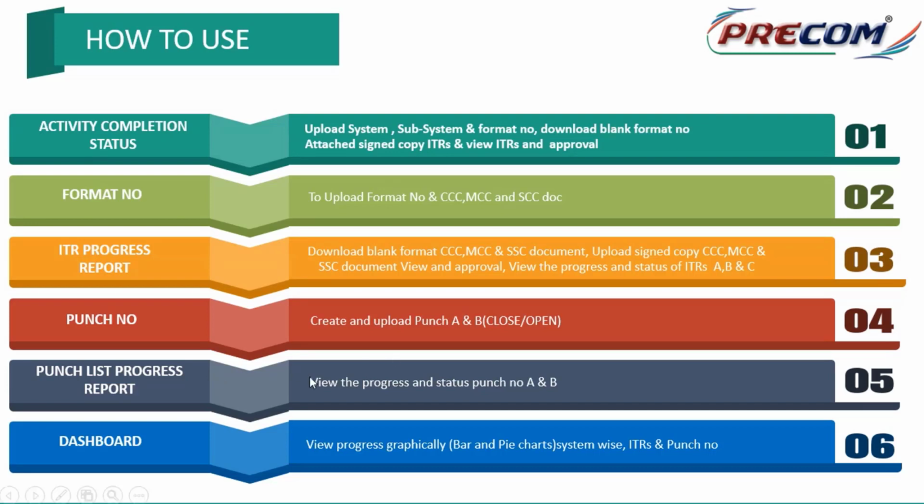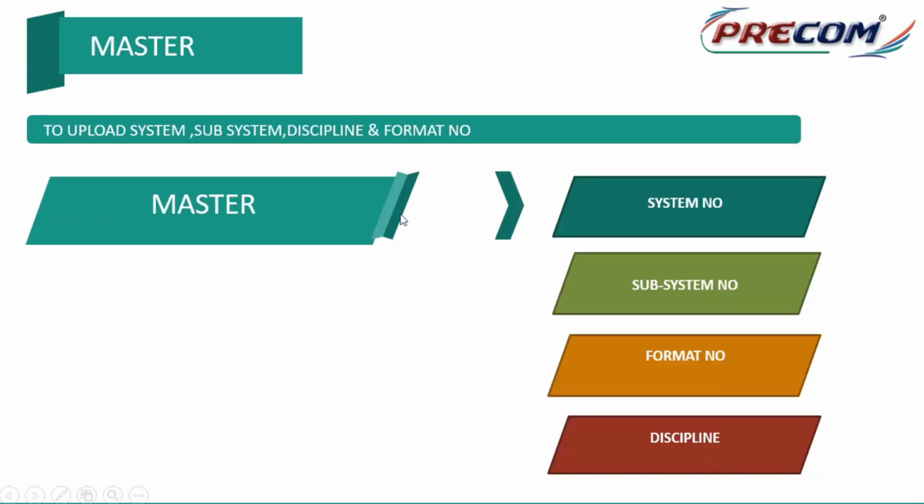And punch point wise, we can see the progress. ITR wise, we can see the progress. Finally, we will be able to see the progress in form of dashboard. So when I talk about masters, we have systems. Within systems, we have subsystems. And within subsystems, we have disciplines, and within disciplines we have formats or ITR.